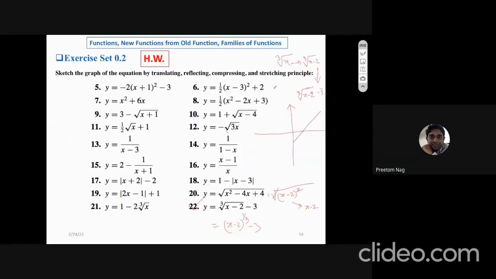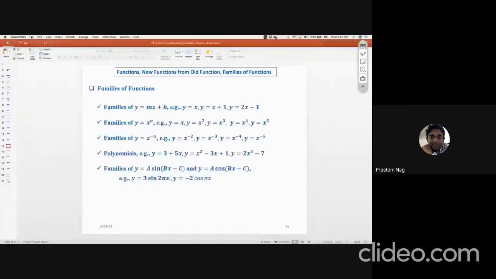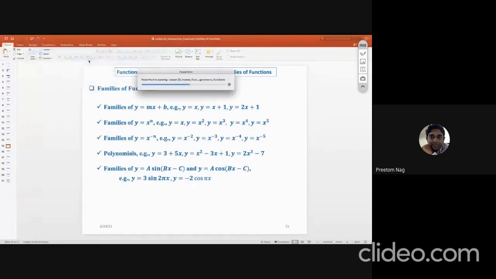Well, so let's stop talking about this lesson. Okay, so now we are going to move forward to the next lesson. Our next lesson is inverse functions, inverse trigonometric functions.